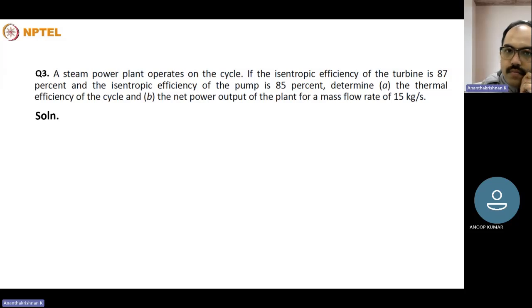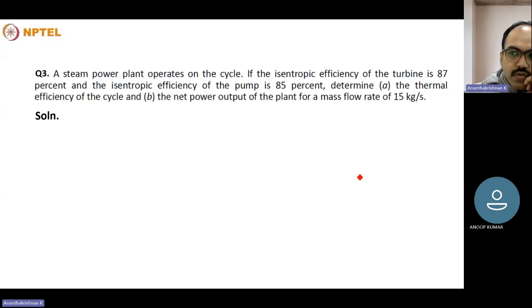Look into the third problem. This is regarding a steam power plant. I'll read through it. A steam power plant operates on the power plant cycle. If the isentropic efficiency of the turbine is 87% and isentropic efficiency of the pump is 85%, determine thermal efficiency of the cycle, the net power output of the plant for a mass flow rate of 15 kilogram per second. It's a straightforward problem.